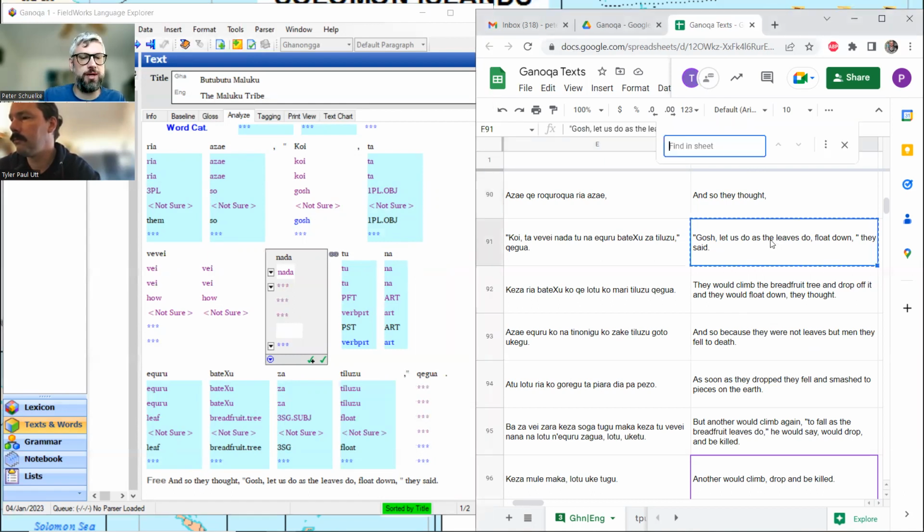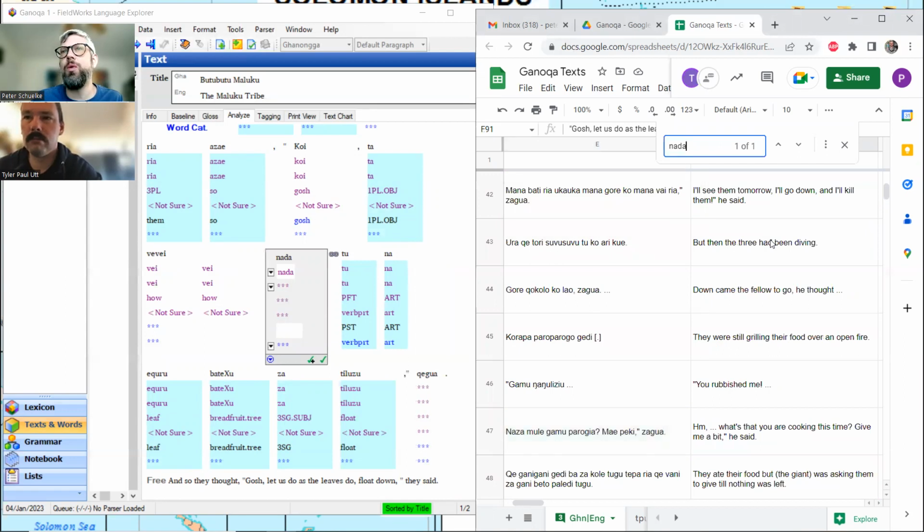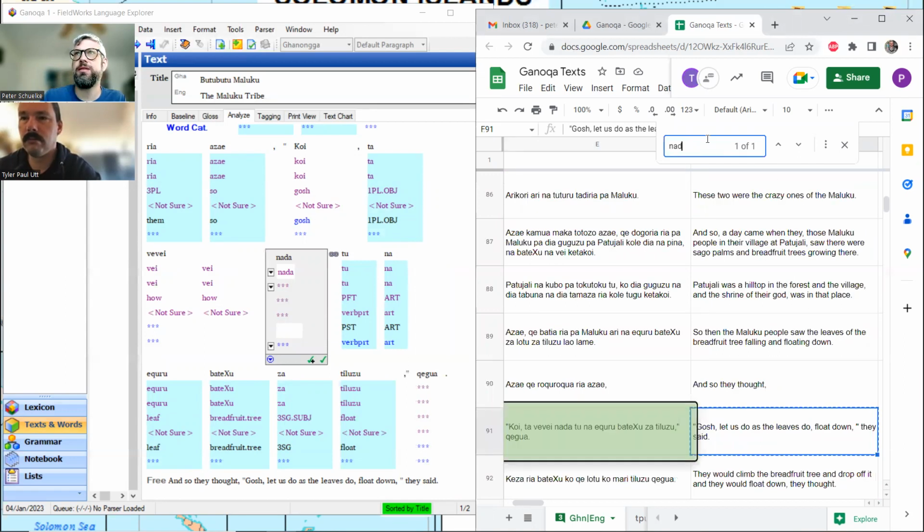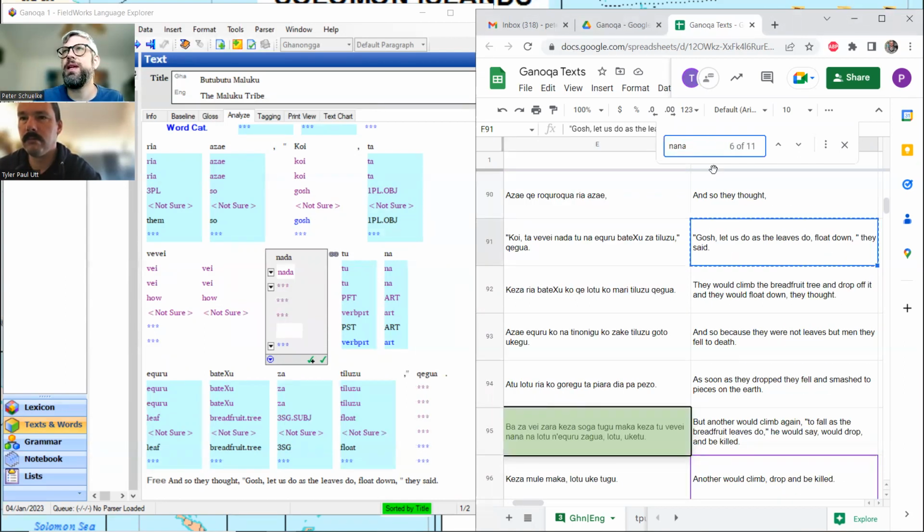Let's look for Nanda right quick. We get it once. We get Nana many times. Less if we make it its own word. All right. Fall as the breadfruit leaves do. So there it's tu veve nana. So Nana and Nanda seem to be doing similar things here.